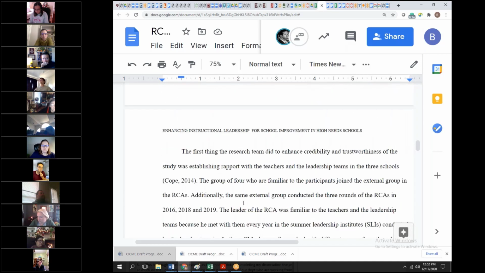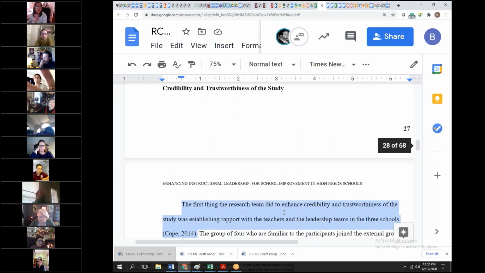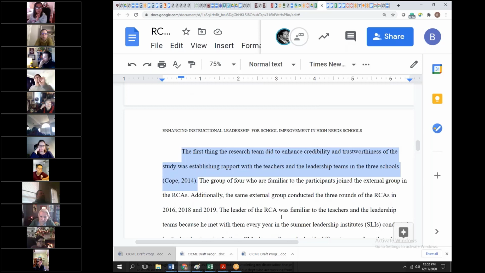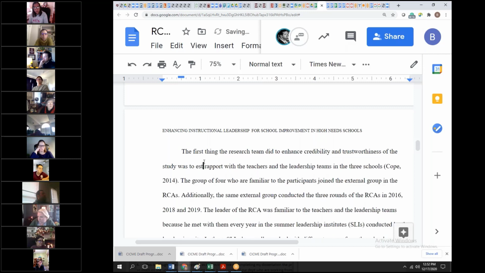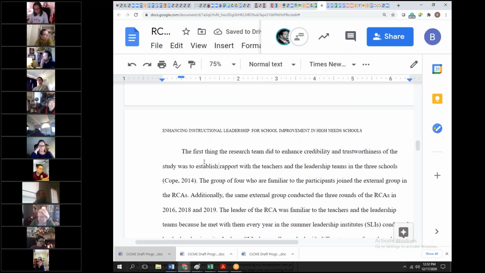Let me see this one right here. So here's an issue I want to talk about, because I saw this and was back and forth with somebody, I can't remember who it was, about this. So let's look at this sentence here. Credibility and trustworthiness of the study. The first thing the research team did to enhance credibility and trustworthiness of the study was to establish rapport with teachers and the leadership teams in 3 schools. Okay, now I have a reference here that says COPE 2014. So what's the problem with this?